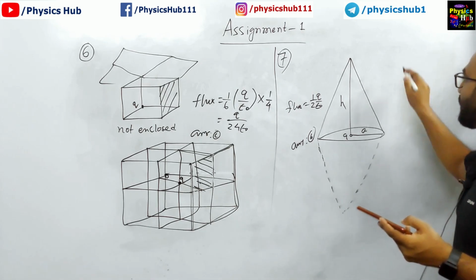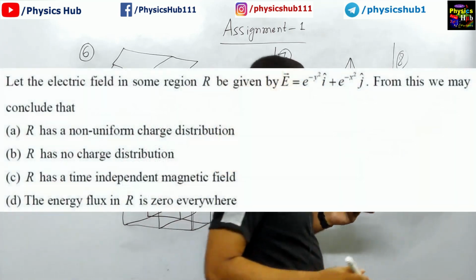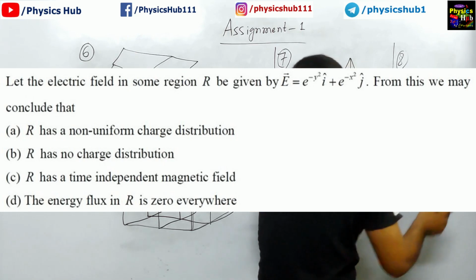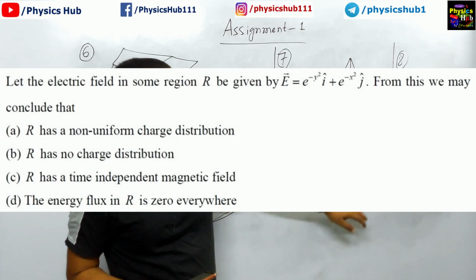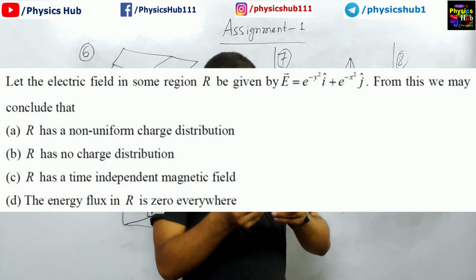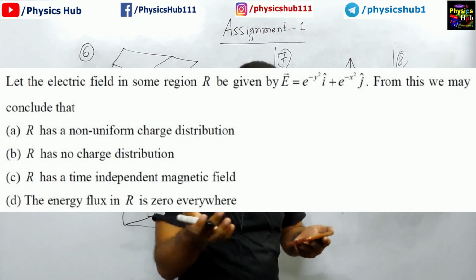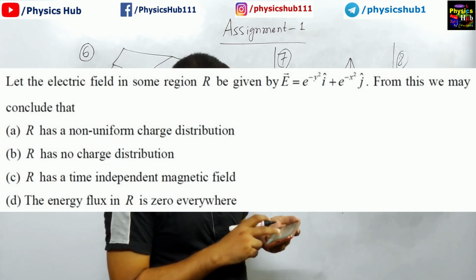Let's move to question number 8. It says: let the electric field in some region R be given by E equals e to the power minus y square i cap plus e to the power minus x square j cap. From this we may conclude what? Four statements are given. R has a non-uniform charge distribution, R has a uniform charge distribution, R has no charge distribution, R has a time independent magnetic field, and the energy flux in R is 0 everywhere.